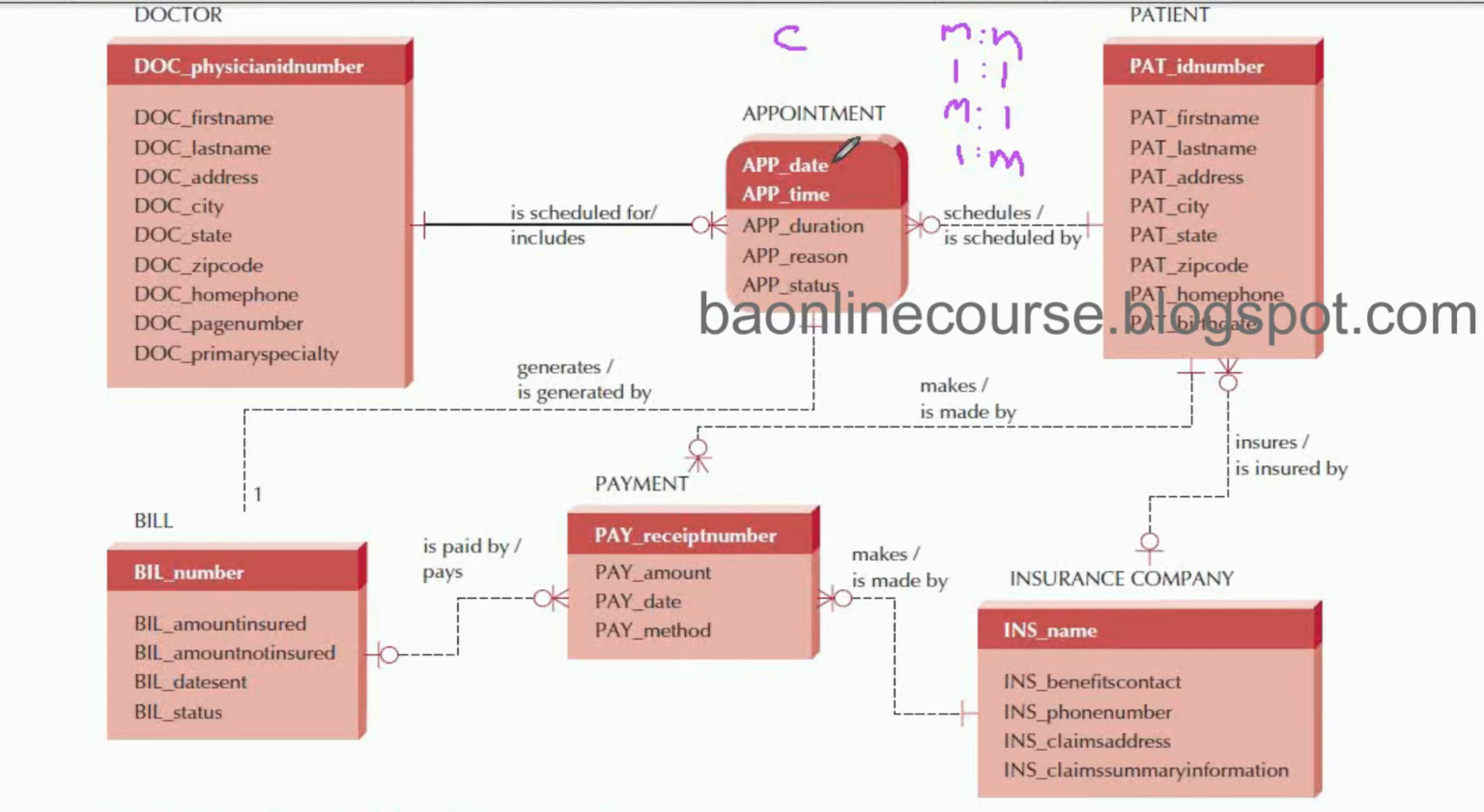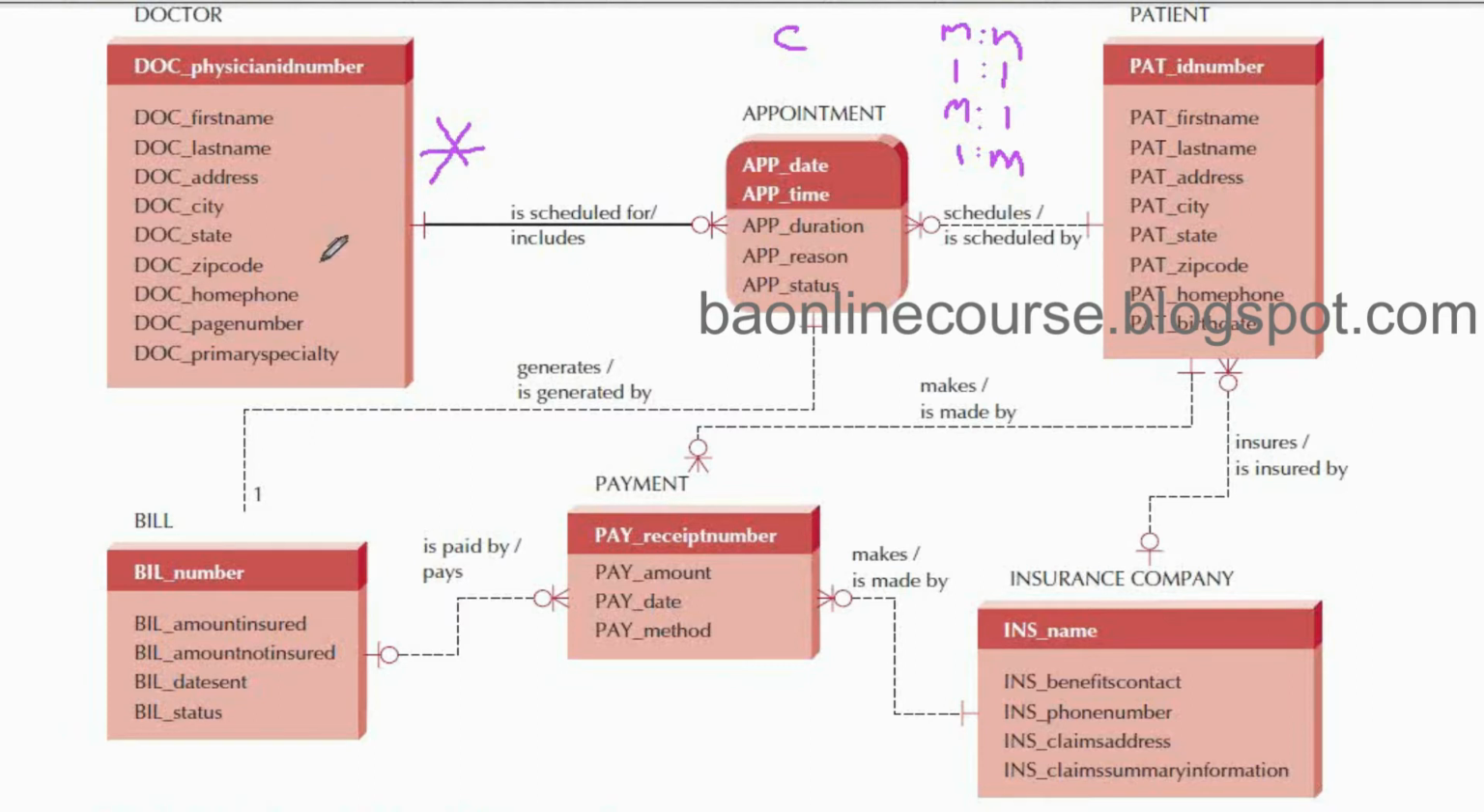Obviously yes. Without a doctor you cannot even go and create an appointment, right? Doctor has to be available. So in this relationship between a doctor and appointment, doctor is mandatory. He is definitely required. So he is mandatory for creating an appointment.